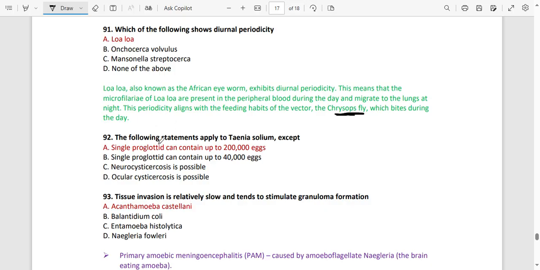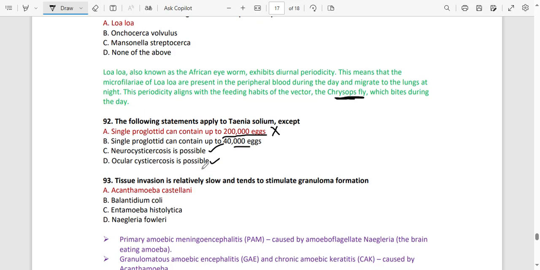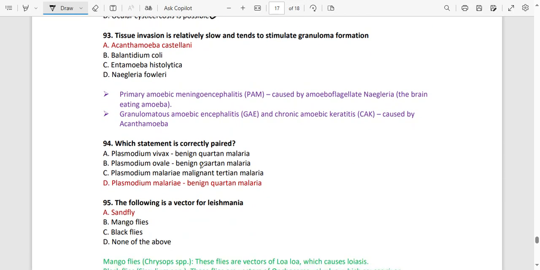The following statements apply to Taenia solium. Single proglottid contains 200,000 eggs, except. We say this is not true. Single proglottid contains 40,000 eggs. Neurocysticercosis is possible, yes, being caused by the larva, right? And then ocular cysticercosis is possible, specifically in the anterior chamber where we've got a whitish grayish mass. Tissue invasion is relatively slow and tends to stimulate granuloma formation.